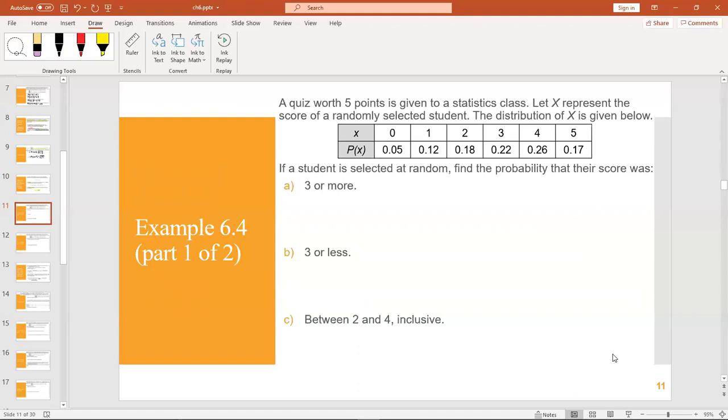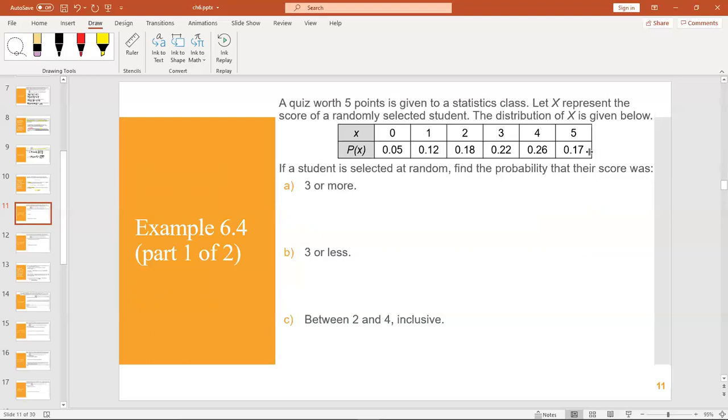So here we've got ourselves a table. We've got a quiz worth 5 points. X is the score of a randomly selected student. So there's basically 0.05 or 5% of the students scored 0. 12% got a 1 out of 5. 18% got 2 out of 5. 22% got 3 out of 5. 26% got 4 out of 5. And then 17% got a 5 out of 5.